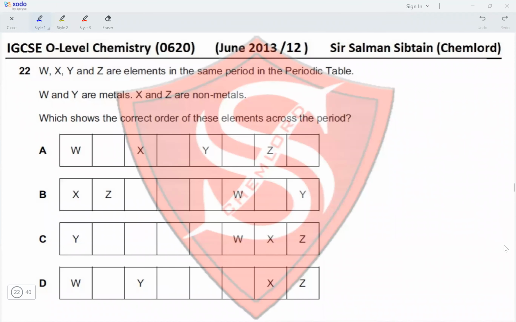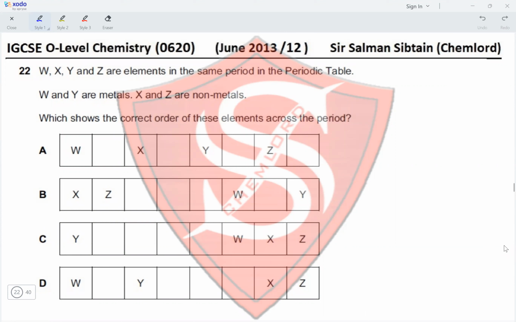Question 22. W, X, Y, and Z are elements in the same period in the periodic table. W and Y are metals. X and Z are non-metals. Which shows the correct order of these elements across the period?